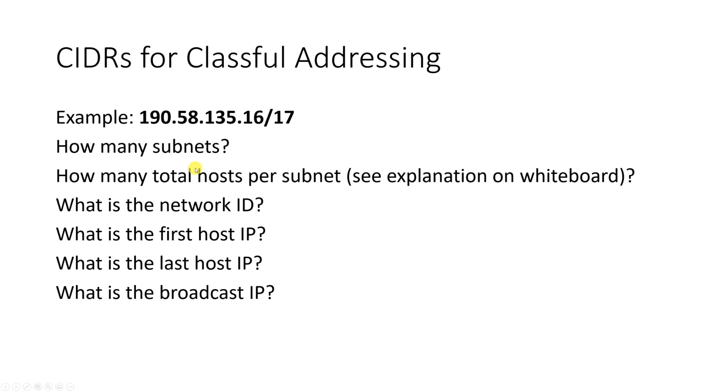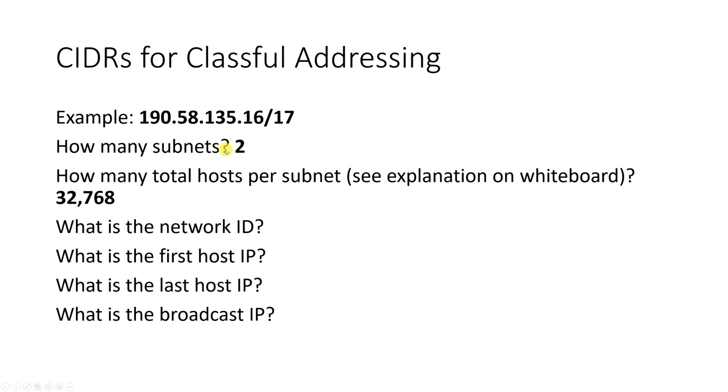Let's answer these questions. How many subnets? How many total hosts per subnet? What's the network ID? First and last host IP and broadcast IP. How many subnets? Well, we already answered that. There's 2. And then how many total hosts per subnet? Look at this gigantic number here, 32,768. Where did that come from?